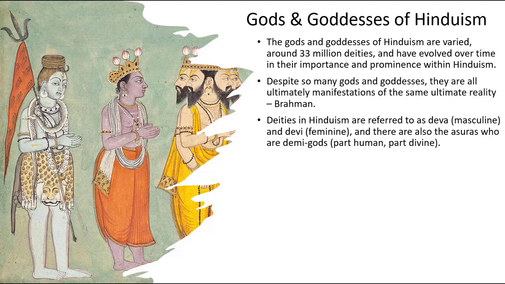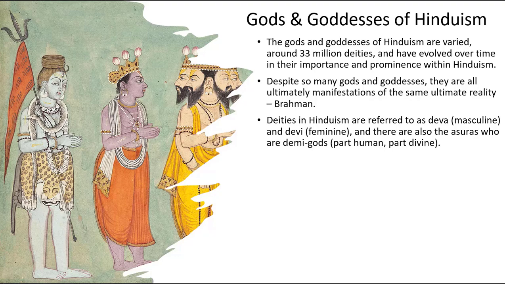Real quick, within the religion of Hinduism, the deities are referred to by two names, either a Deva, which is a masculine god, or a Devi, a feminine goddess. And both of them mean the same thing: shiny one, heavenly one, a divine person. There's also some other gods within the Hindu scriptures. They're known as Asuras, which are demigods, part human, part divine. And originally they were indistinguishable from the Devas and the Devis.